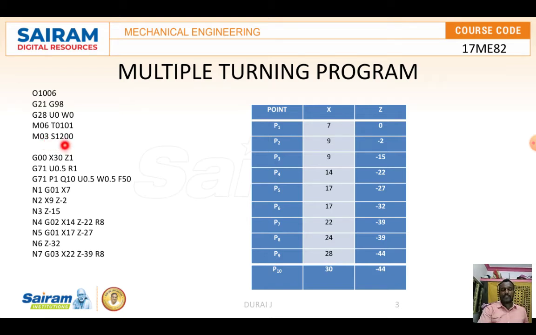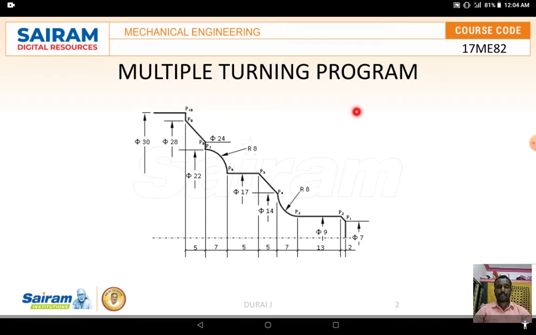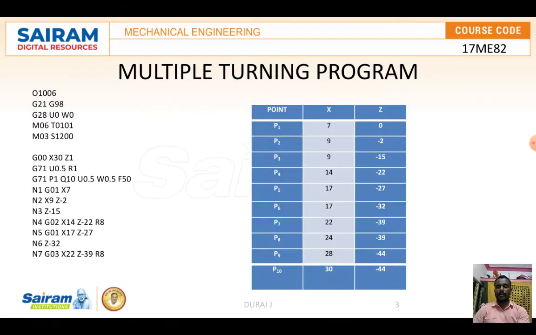The maximum spindle speed we always set. The maximum spindle speed may vary by machine, 1200 to 1500. Here we are selecting 1200 rotation of the spindle. Then first initially G00 X30 Z1. So initially we are bringing the tool, since the raw material is in this shape, over here and stopping. Then after that we apply the G71 command.